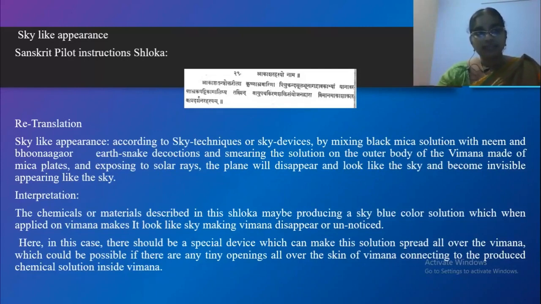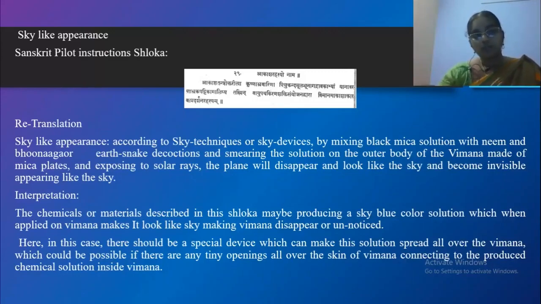You can see the sky-like appearance shloka. This is from Vaimanika Shastra, the photo which you see in this slide. So the retranslation goes like this. Sky-like appearance is the heading of the shloka. And these are the instructions given to the pilot in Vaimanika Shastra.